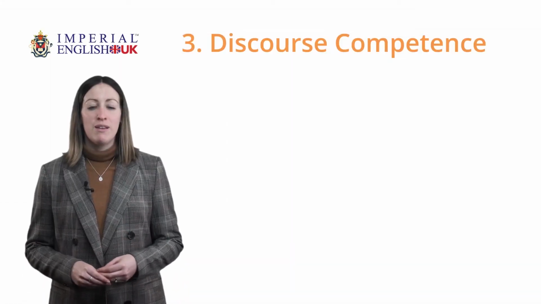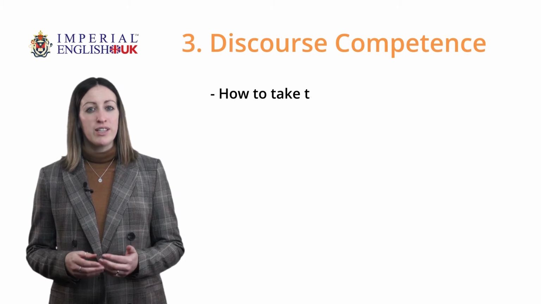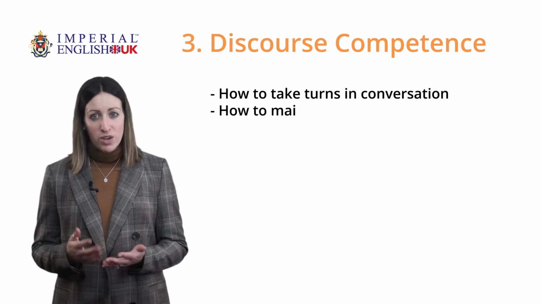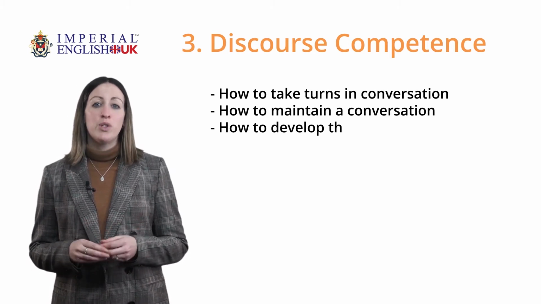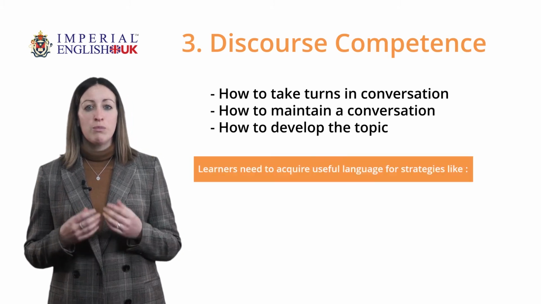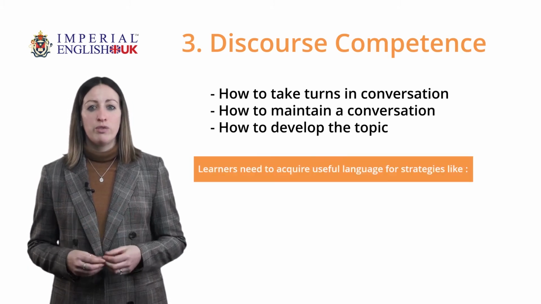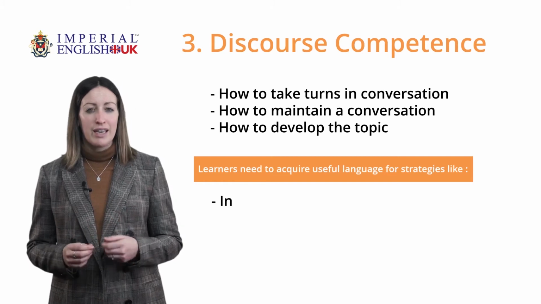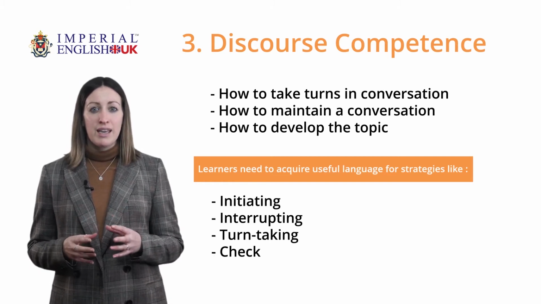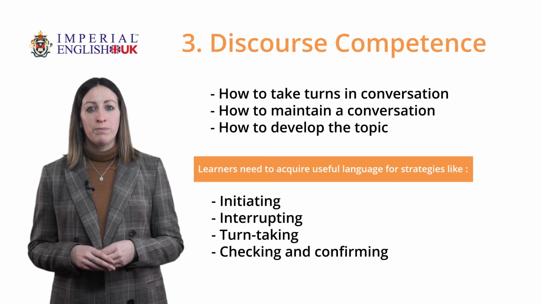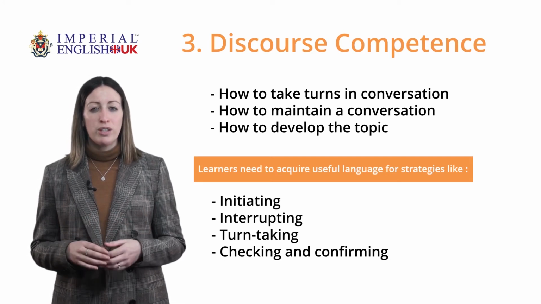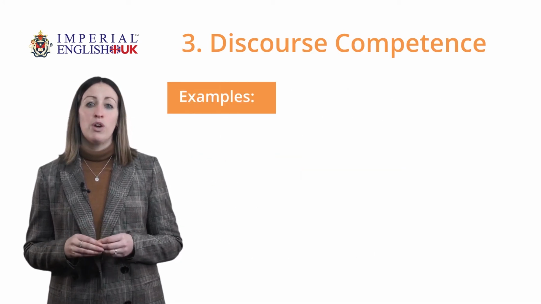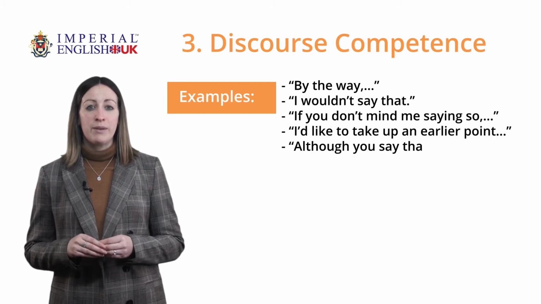It's something they will become better at and more intuitive towards as they gain more understanding of the language. Discourse competence. This includes how to take turns in conversation, how to maintain a conversation, and how to develop the topic. To do this, learners need to acquire useful language for strategies like initiating, interrupting, turn-taking, and checking and confirming. The use of pronouns, conjunctions, and synonyms are part of discourse competence, as they are in writing.